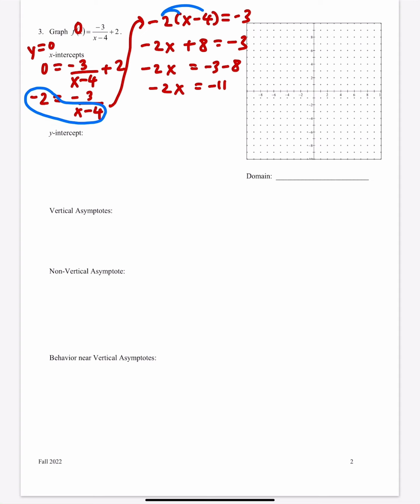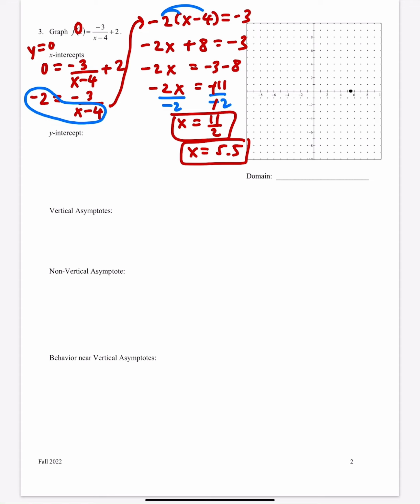So we should divide both sides by negative 2. So therefore, x is equal to 11 over 2. You can also write this as a decimal. So x is 5.5. It is a point, right? So we have a point at 5.5. So a point right there. Actually, let's do this in black. So we have a point at 5.5, which is right there.